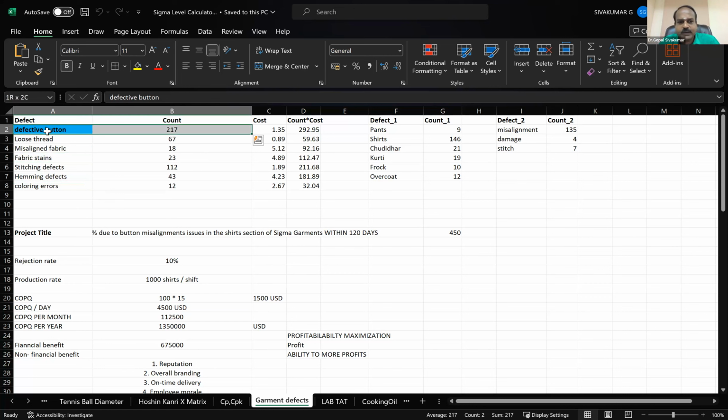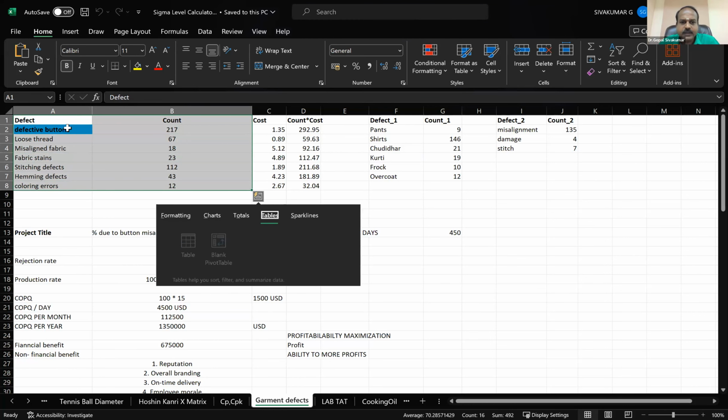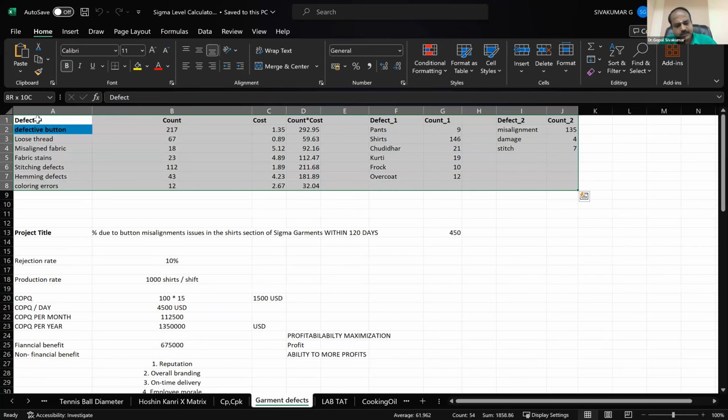And the frequency of occurrence is also documented. So every time a defect is happening, an NCR is recorded. And now we realize in a month's time, 217 instances, a defective button is noticed. Similarly, the other defects, right? So now I just copy this data. Maybe I'll copy the entire thing. Let me copy it all so that I can use all this data in Minitab.